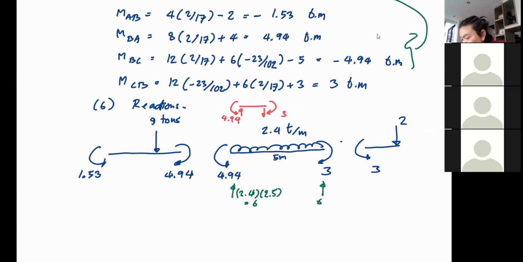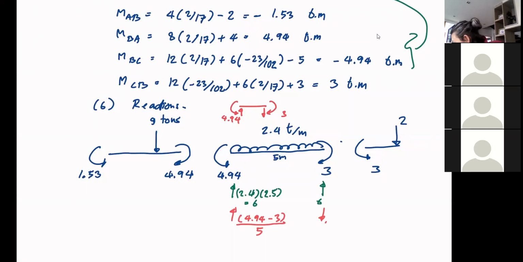So that means the reaction due to the moment here, because 4.94 is greater than 3, you need a couple like this to help balance the moment. And therefore, this is going to be equal to 4.94 minus 3. That's the moment. To make it a reaction, you have to divide by the length of the member. Can I do that? Don't have to take moment anymore. And then this will be exactly the same number, but in the opposite direction.